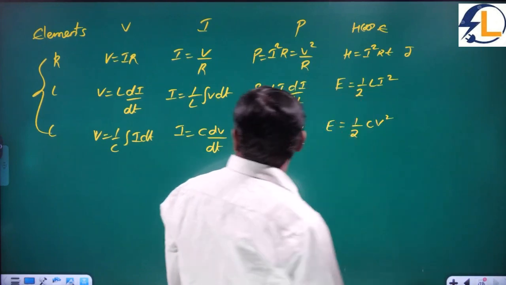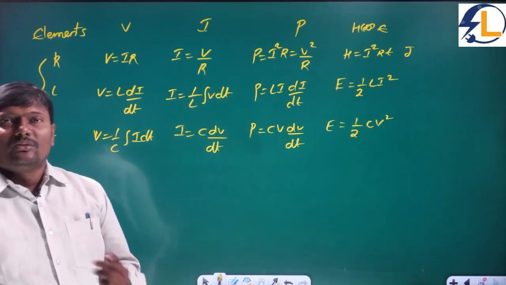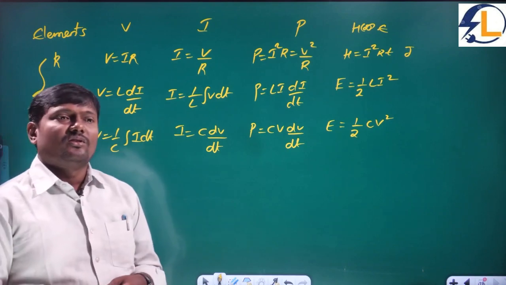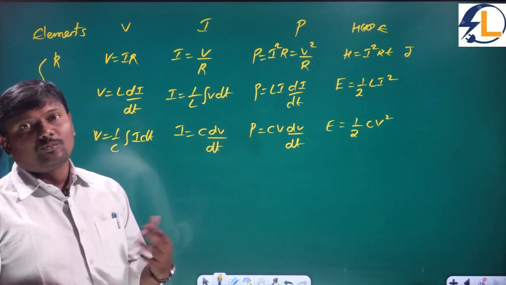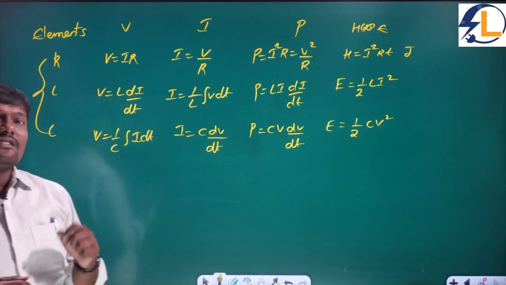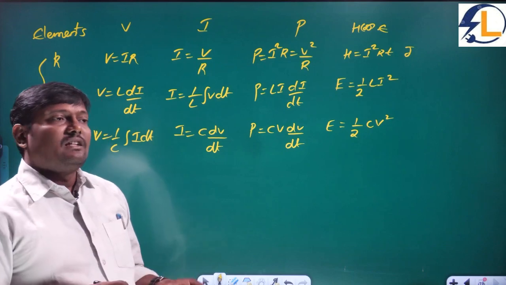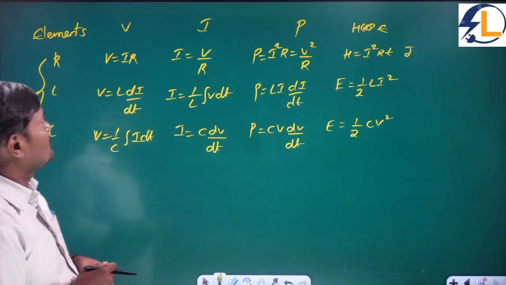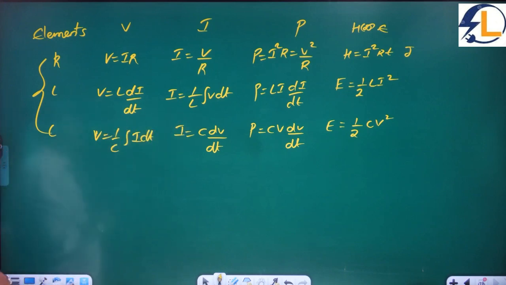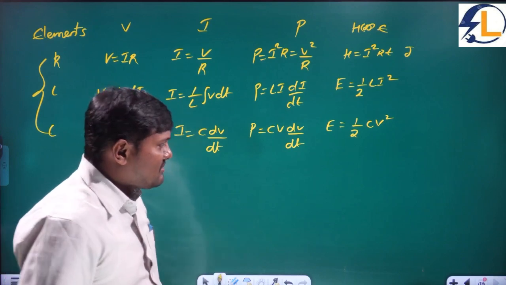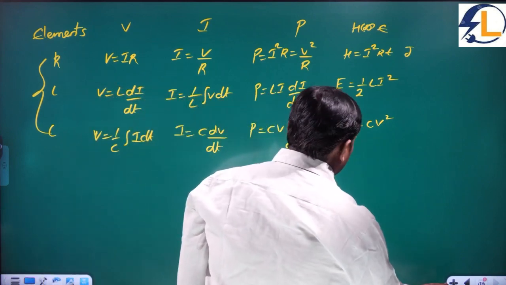And from this, what are the objective bits that come? The internal resistance of the ideal voltage source is 0. Internal resistance of a practical voltage source is small. Internal resistance of an ideal current source is infinity. Internal resistance of a practical current source is less than infinity, that is a very high value. And also the energy stored in an inductor formula is half Li square, and the energy stored in a capacitor formula is half CV square.